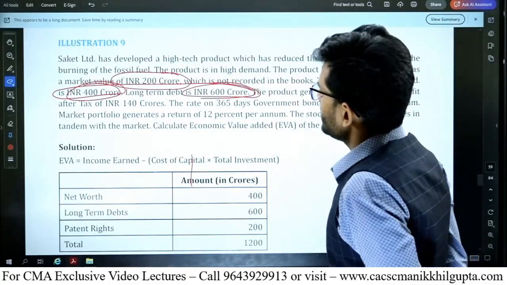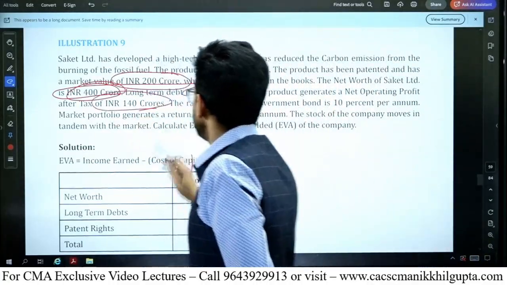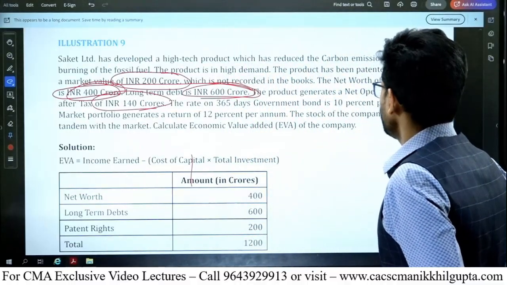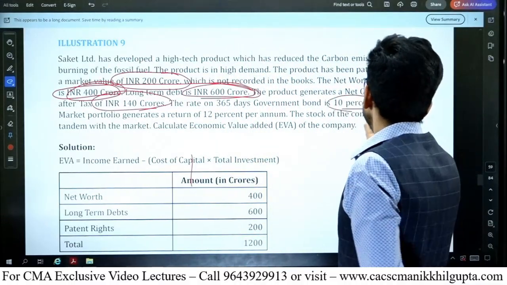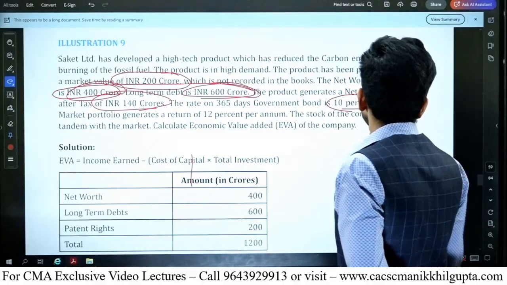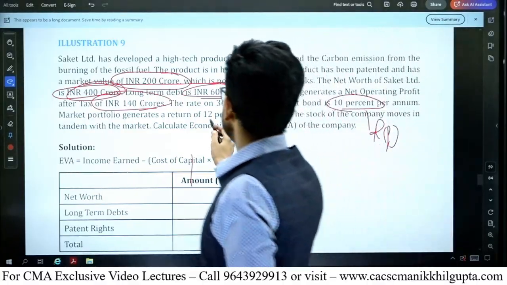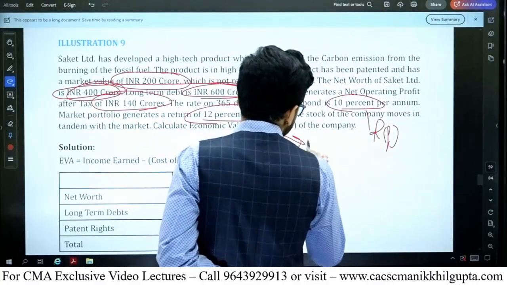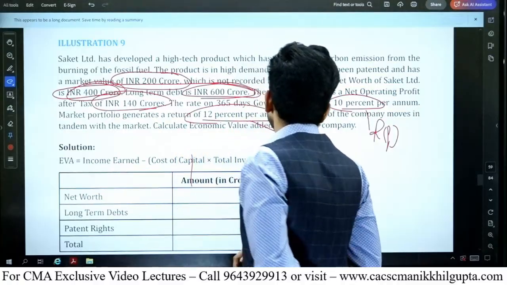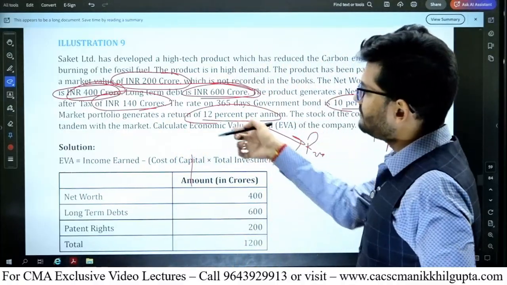Product generates net operating profit after tax of 140 crores, the net profit after tax. The rate of 365-day government bonds is 10%. This is the risk-free rate of return. Market portfolio generates 12% per annum. This is RM. Okay. The stock of the company moves in tandem with the market.